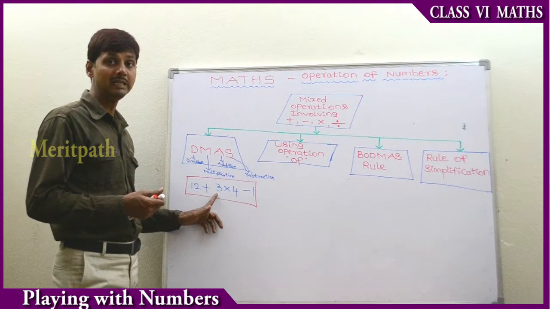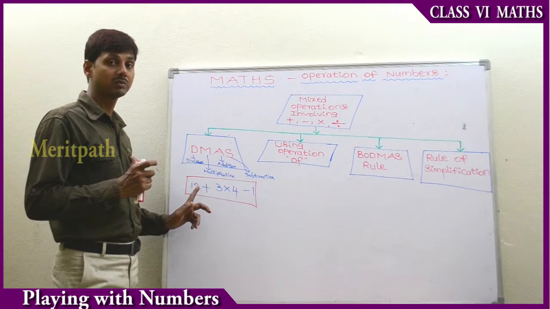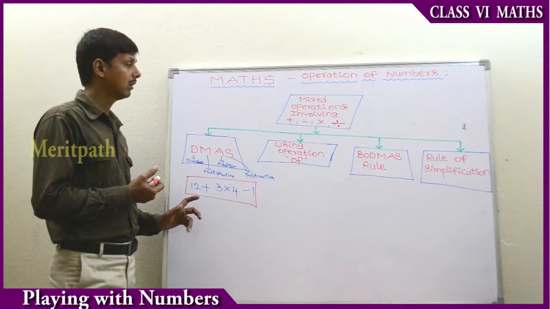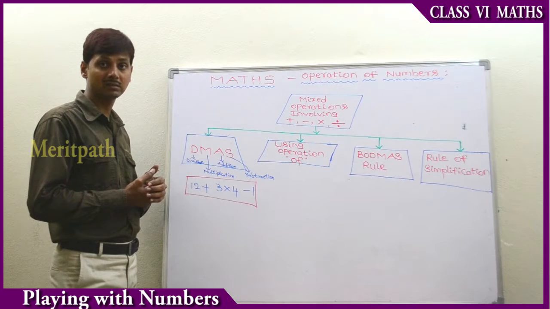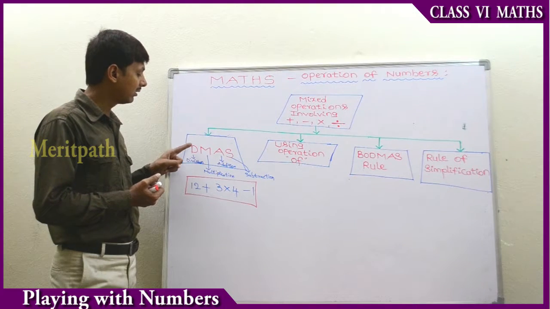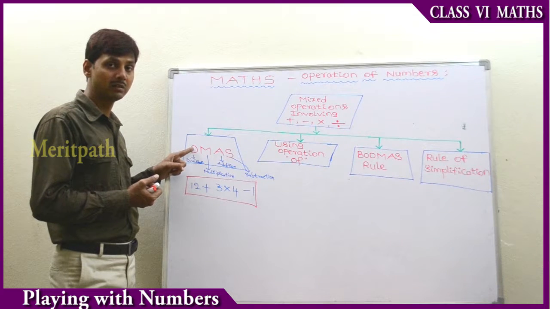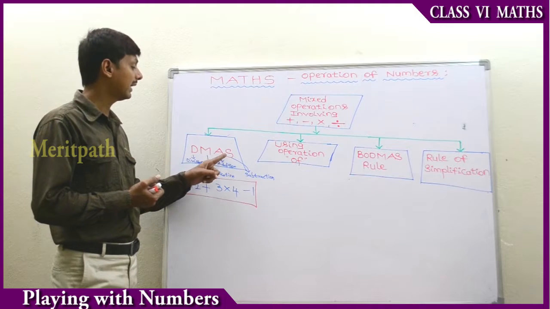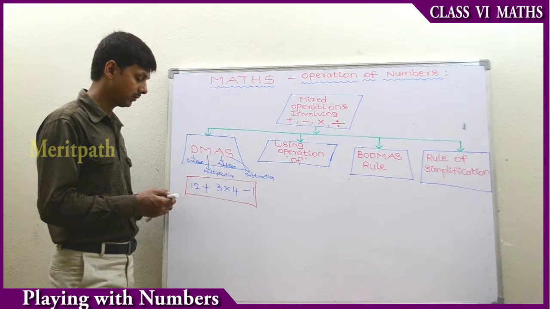So 12 plus 3, if it is given, it's not that the first terms given are to be operated first. We need to apply the same operation. We have to follow one of the rules, that is DMAS. So whenever there is a division symbol, we need to divide first, then multiplication, and addition, after that subtraction we need to do.